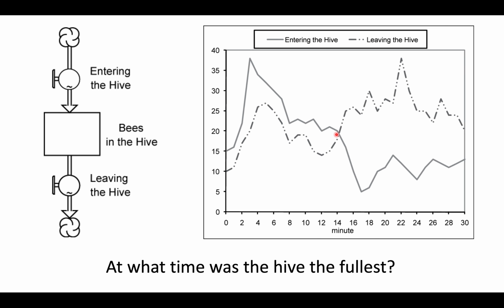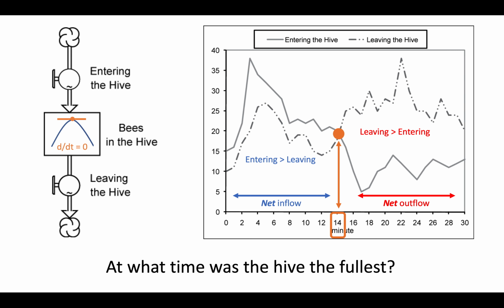So the maximum number of bees in the hive must be right here when the inflow rate is equal to the outflow rate. And that actually makes a lot of sense if we think of this from a calculus point of view, because if we plotted the number of bees in the hive, and we took the derivative and set it equal to 0, then that would give us the point at the top, and that would be where the net flow, so the rate of change of the beehive, is equal to 0.